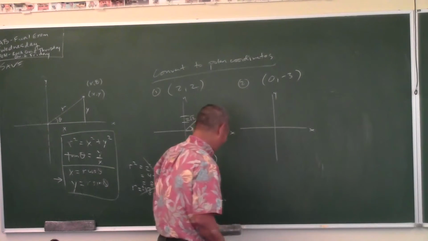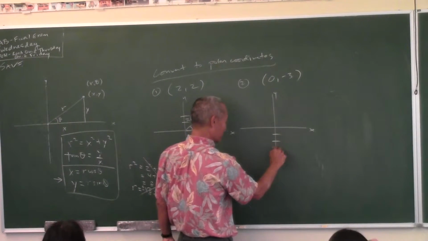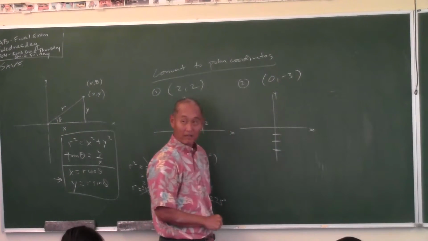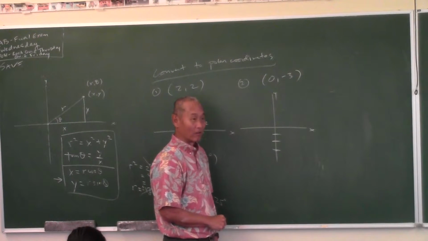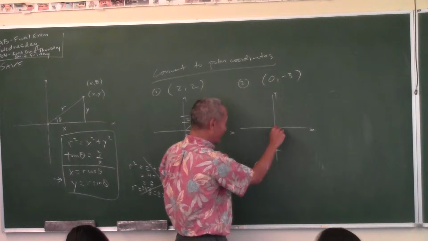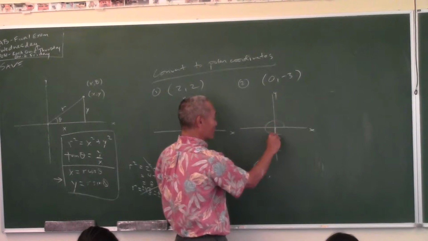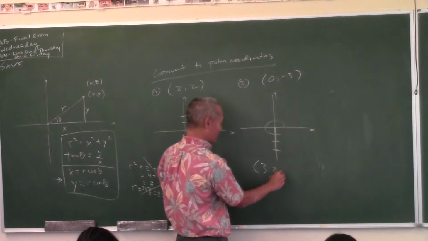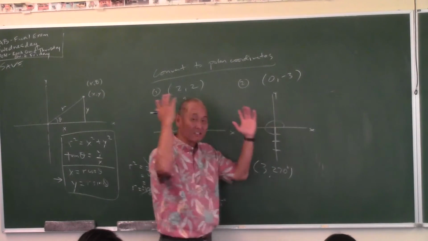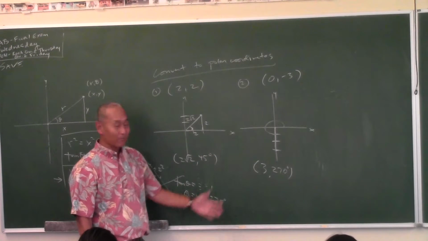Just draw the picture. If I plot the point 0, negative 3, isn't that right there? How far from the origin am I? 3. What is this angle? Swing! 270 degrees. Finished. No need to use formulas, just draw the picture.